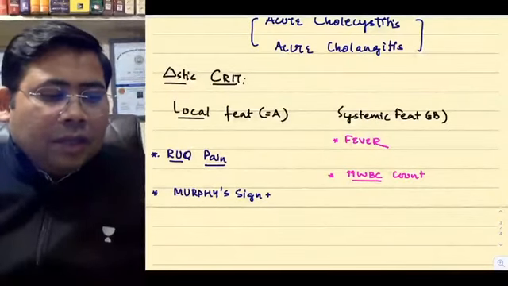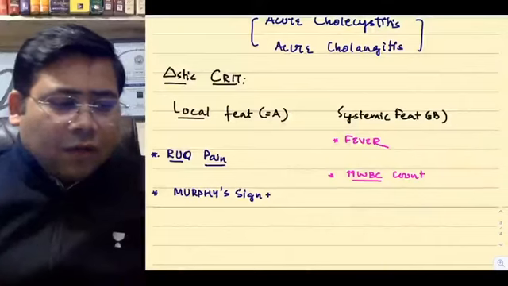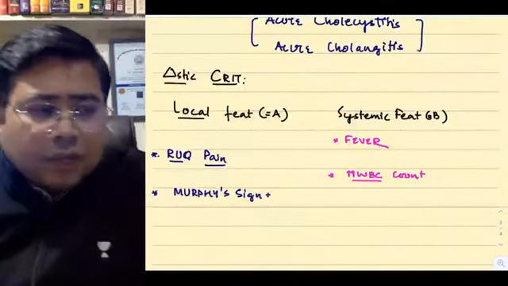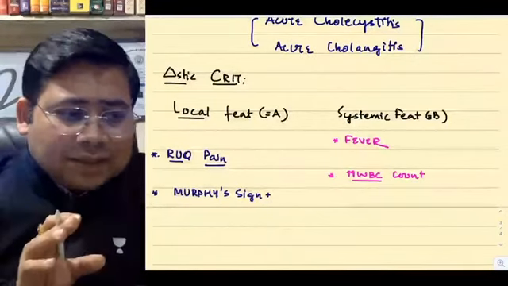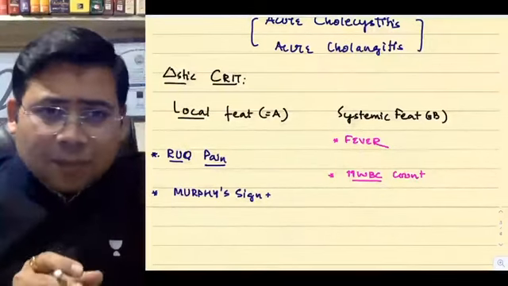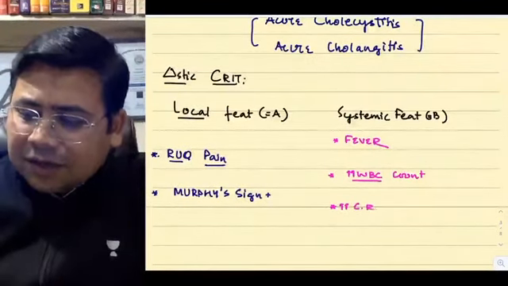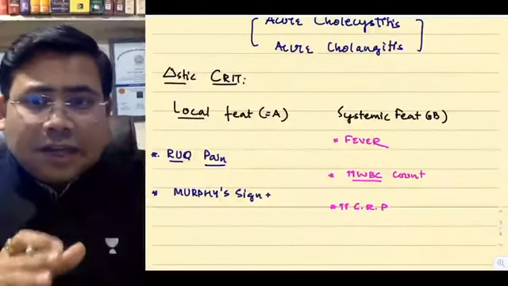Can you people tell me what is a common marker of inflammation that we use? Yes, we use something from C. What is that? C reactive protein, CRP. So elevated C reactive protein. So fever, WBC count, elevated C reactive protein.